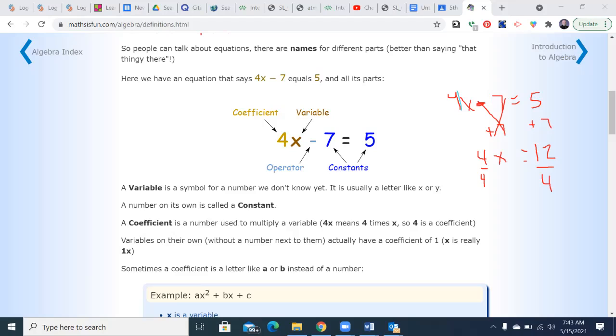4 divided by 4 is 1, so that makes it a coefficient of 1, so I can just have the x. I don't have to write the 1. And what's 12 divided by 4? You're right, it's 3. So let's see if that works. 4 times 3 is 12, because I plugged that 3 into x. So that's multiplication. 12 minus 7 is 5. We have solved it. Now, you won't be doing problems this complicated today, but I want you to kind of see what it looks like.